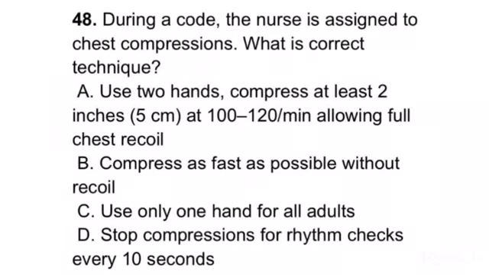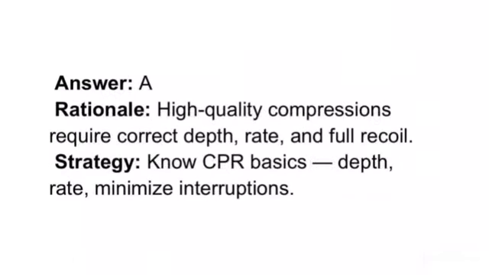During a code, the nurse is assigned to chest compressions. What is correct technique? A. Use 2 hands, compress at least 2 inches, 5 centimeters, at 100-120/min allowing full chest recoil. B. Compress as fast as possible without recoil. C. Use only one hand for all adults. D. Stop compressions for rhythm checks every 10 seconds. Answer, A. Rationale: high-quality compressions require correct depth, rate, and full recoil.